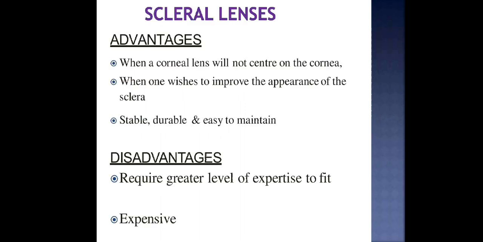The types are scleral lenses and soft lenses. The advantages of scleral lenses: when a corneal lens will not center on the cornea, when one wishes to improve the appearance of the sclera, they are stable, durable, and easy to maintain. The disadvantages: they require a greater level of expertise to fit, and they are expensive.